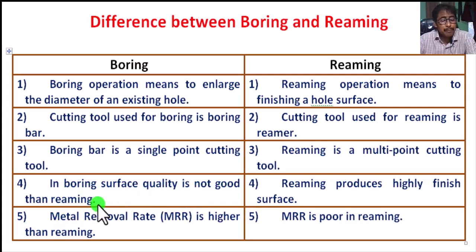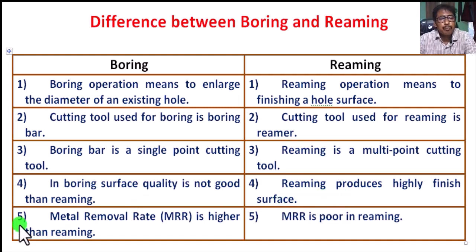Here chips are larger in size. Number 4, for reaming, reaming produces a highly finished surface. The chips are very small in size. Okay.